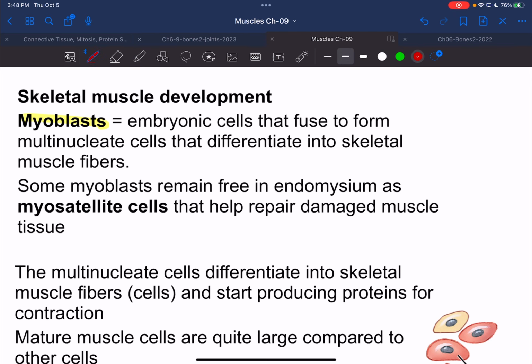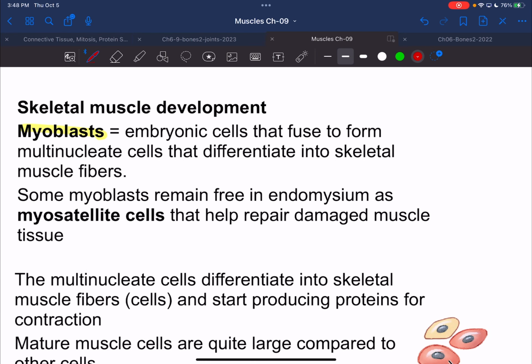And then myoblasts. Remember how we had osteoprogenitor cells that can turn into osteoblasts and osteocytes or osteoclasts? These myoblasts can turn into myosatellites. If there's enough time, I will come back to anything more I want to add here. But this is the segment I already foresee I'm going to end up cutting off a little bit.